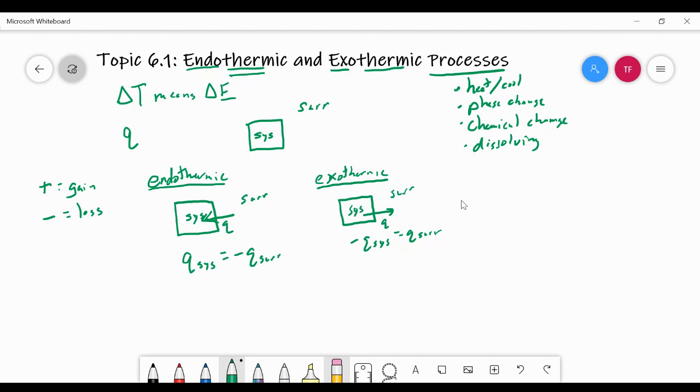It just can be transferred from one place to another. So those are some conventions about the signs of energy and heat losses or heat gains. Now let's talk a little bit about specifically what's going on.